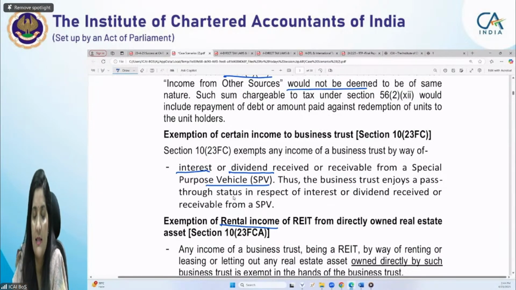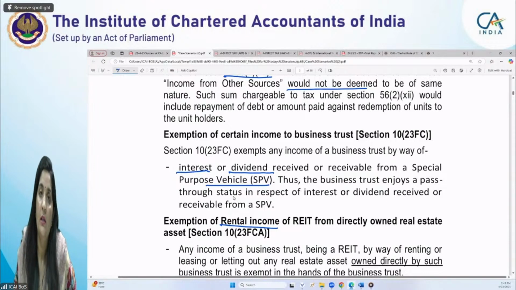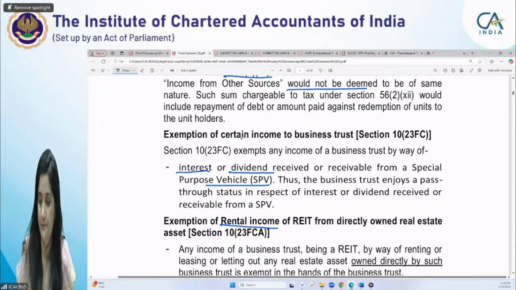In this case scenario which is before you, it is only restricted to the interest income. Here dividend income has not been discussed yet. So if dividend income comes, interest income has no problem. For dividend income, you have to look for the information whether the SPV is opting to pay tax under section 115BAA or not opting. If BAB is written, it will not have any impact. But if the company is opting, then it would be taxable. Otherwise, it would not be taxable.